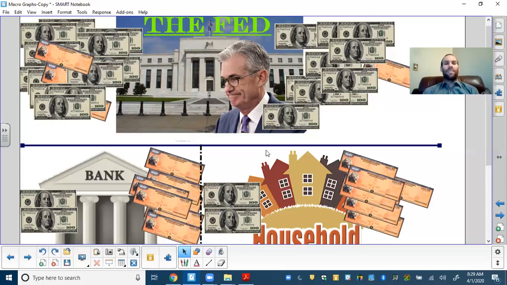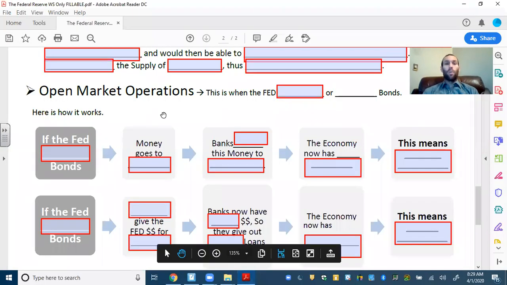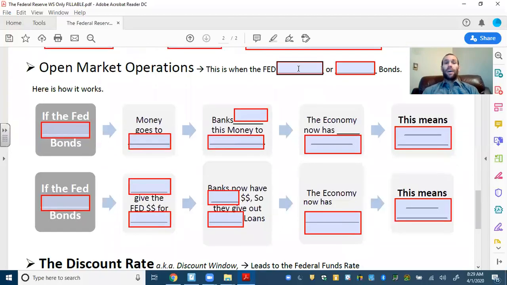So if you understand that, we can now go back to here. So remember, open market operations is when the Fed buys or sells bonds. So in this case, let's start with if the Fed buys bonds. So if the Fed buys bonds, that means that the bonds go where? So think about it. This is where a lot of people get tricky. If I buy something, that good goes to me. So if the Fed buys bonds, the bonds go to the Fed.